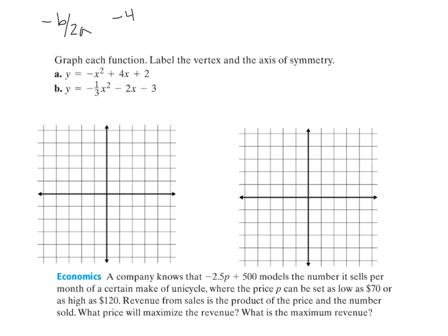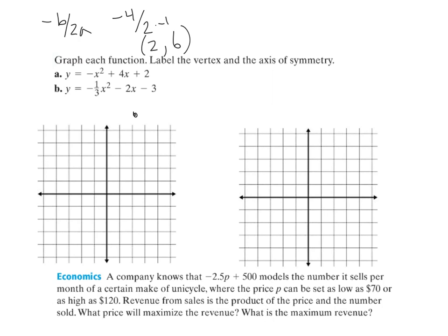So it's negative 4 over 2 times negative 1, so it's 2. Now to find the vertex, you need to plug 2 back in here. So it's going to be 2 squared is 4. The opposite of that's negative 4. Negative 4 plus 8 is 4. 4 plus 2 is 6. So this vertex is going to be at 2, 6. So I'm going to go over 2, up 6.